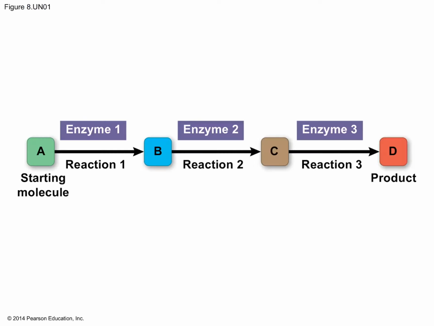All right, so let's take a look. Here we have just an example of a metabolic pathway. We have reaction 1, which converts our starting reactant A into our intermediate B. Enzyme 1 runs that reaction. Intermediate B is converted by reaction 2 and enzyme 2 into intermediate C. Intermediate C is converted by reaction 3 and enzyme 3 into our final product D. So that's a relatively simple metabolic pathway.